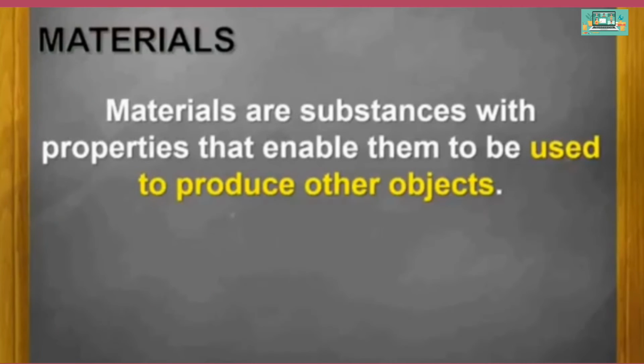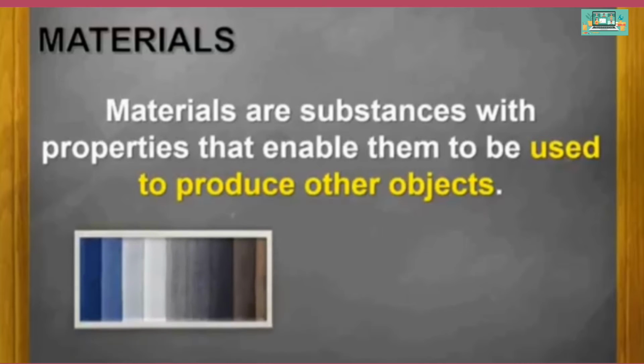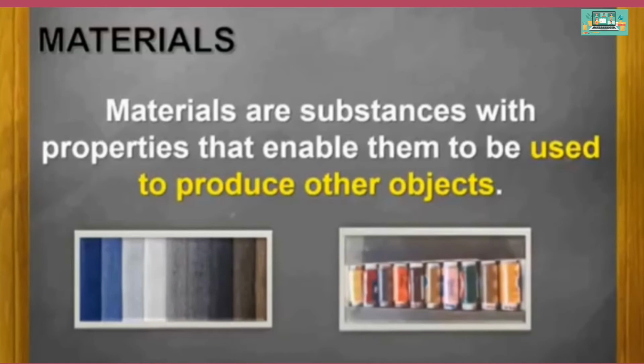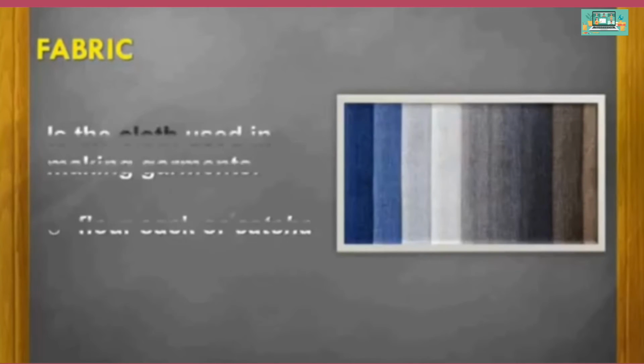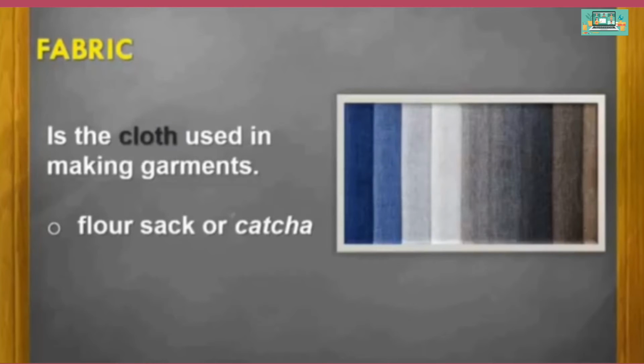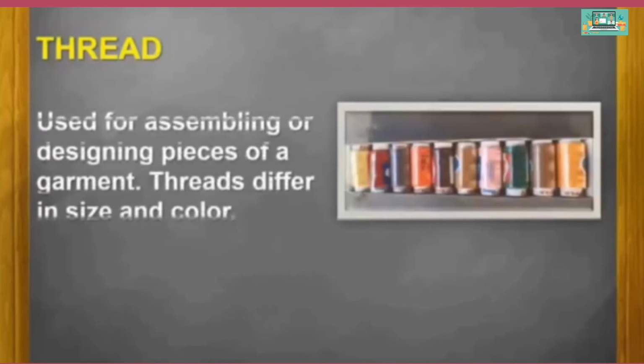Aside from tools, sewing also requires materials. Materials are substances with properties that enable them to be used to produce other objects. Fabric is the cloth used in making garments. The most common material for beginners is the flour sack or katchak because they are very easy to handle. Thread, used for assembling or designing pieces of a garment. Threads differ in size and color.